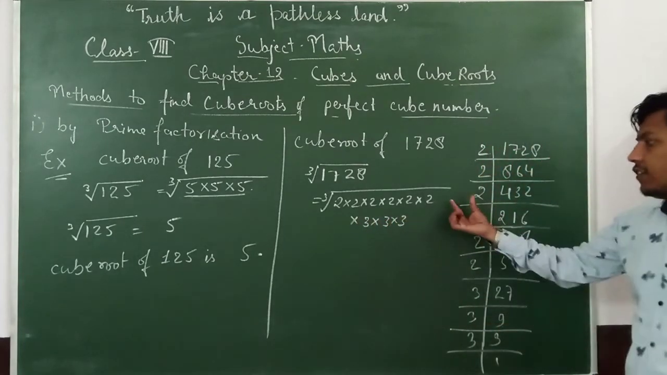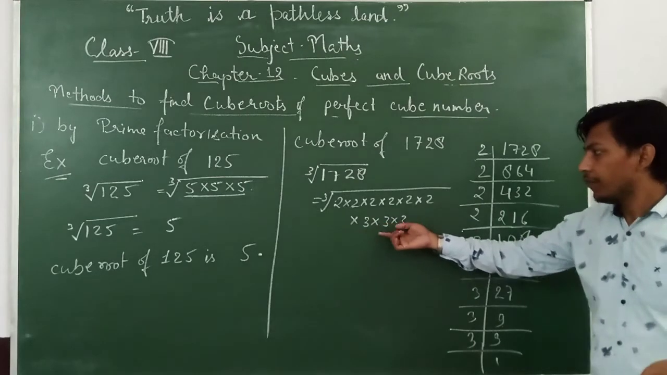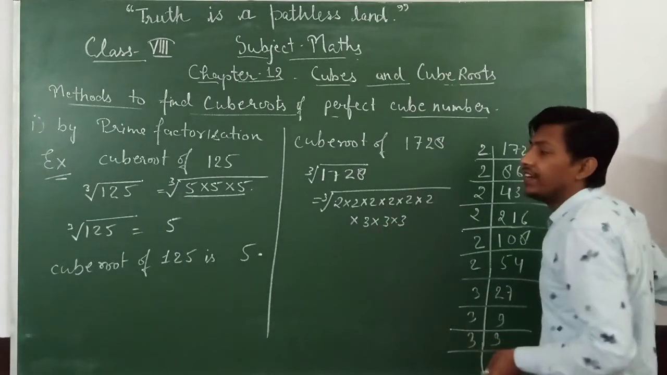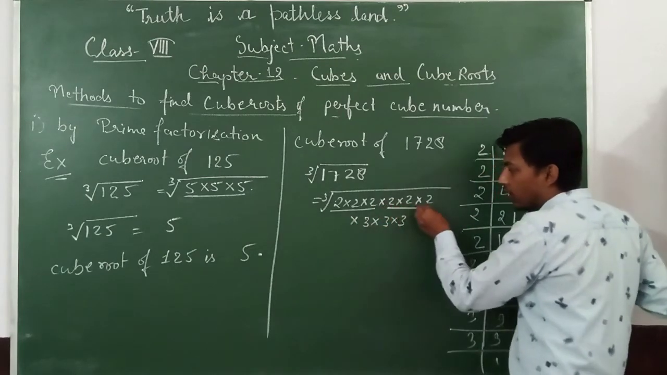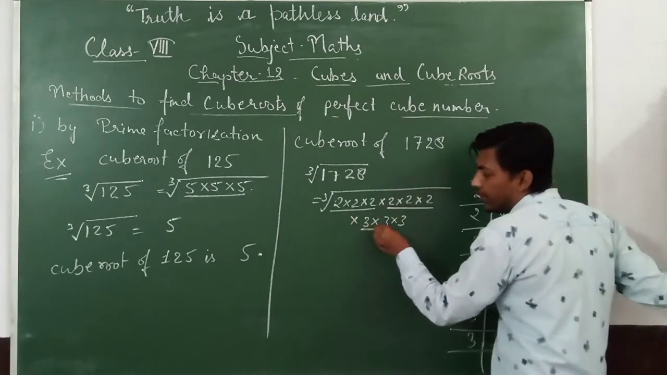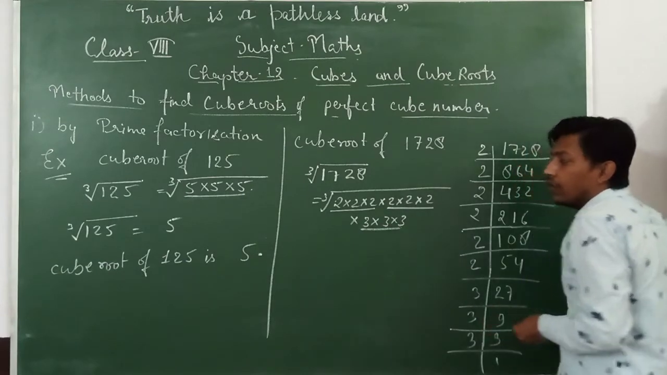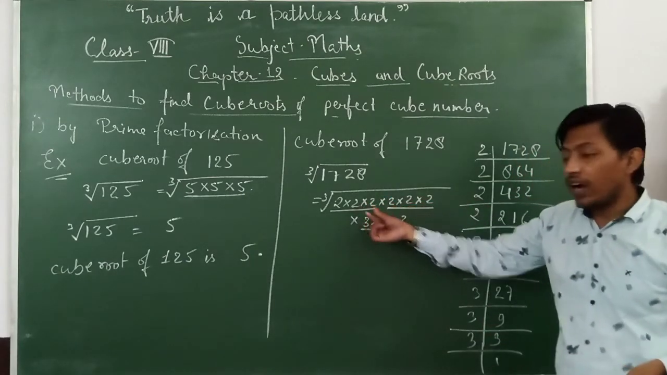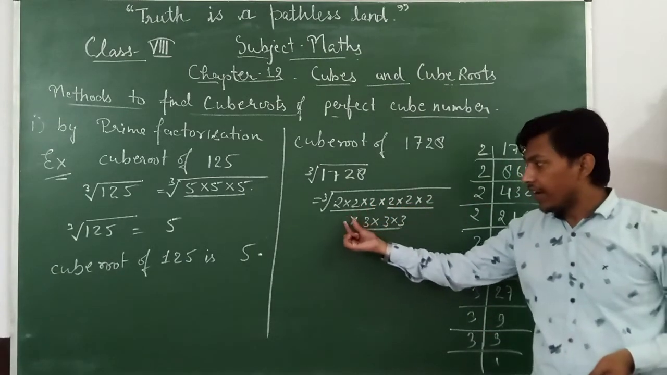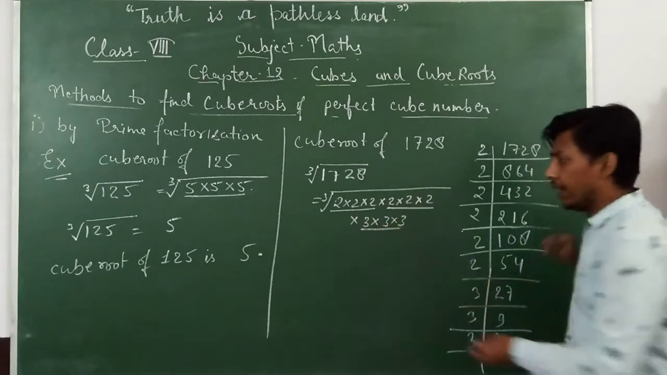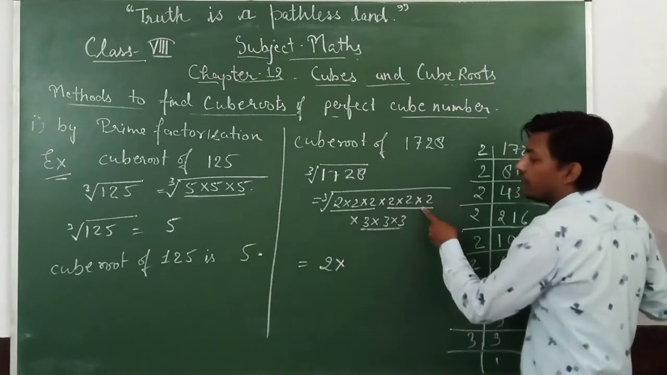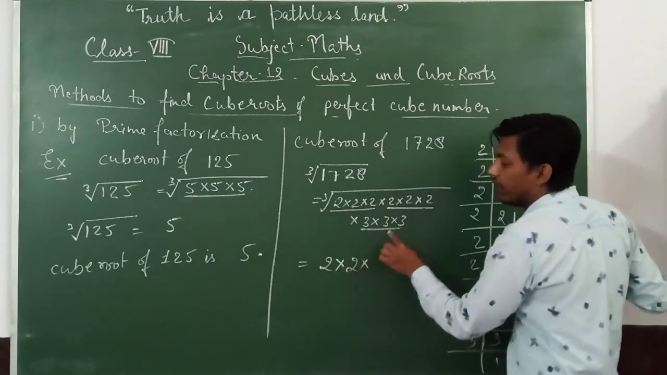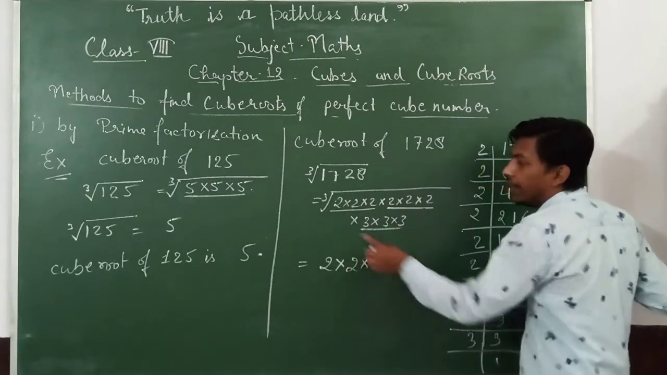Here I have less space, so I write it down below. Now make triplets. Here we have one triplet of 2, another triplet of 2, and another triplet of 3. Take out one prime factor from each of the triplets. From here we will get 2, multiplied by 2 again. From here we will get 3. And remove this sign.